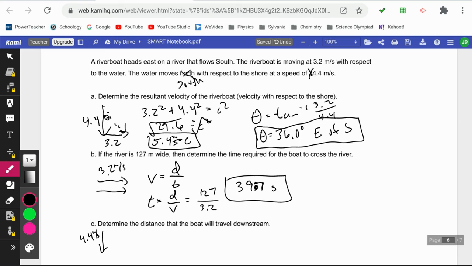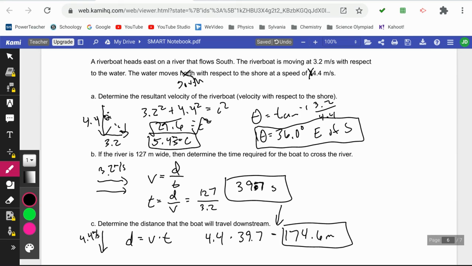And again, we're trying to find a distance here. And what we found in the last problem, again, we should realize that the length of time it takes to cross the river would be also the time that it would take to go downstream. So those times will be the same. In letter B and C, the times will be the same. And in which case, if we're solving for distance, distance would equal velocity times time. And so my velocity is 4.4 and my time is 39.7. So that will come out to be 174.6 meters downstream.